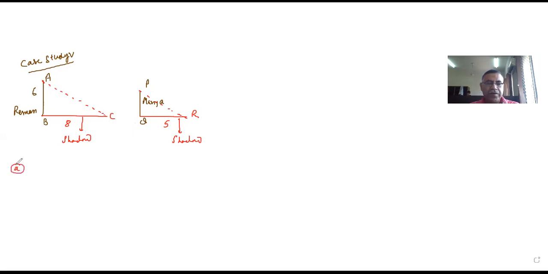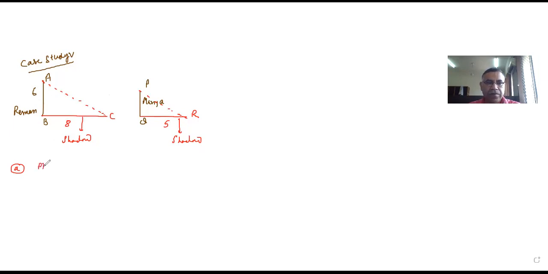Number 1, I feel the instructions are clear. There are 2 persons, one is Raman and one is Manya. The height of Raman is 6 feet and Manya's height is not given, but the shadow of Manya is given as 5 and the shadow of Raman is given as 8. To find the height of Raman's sister with the given information, which mathematical concept is used?